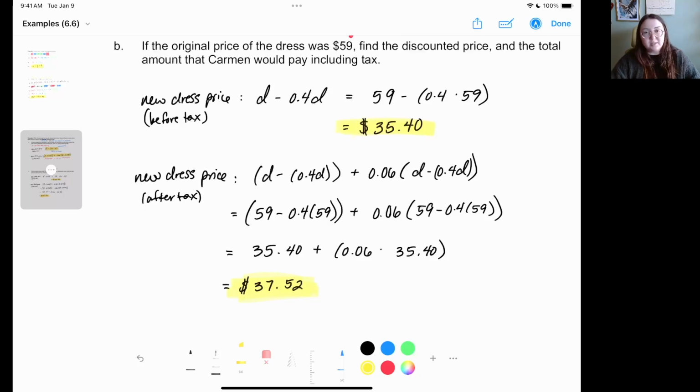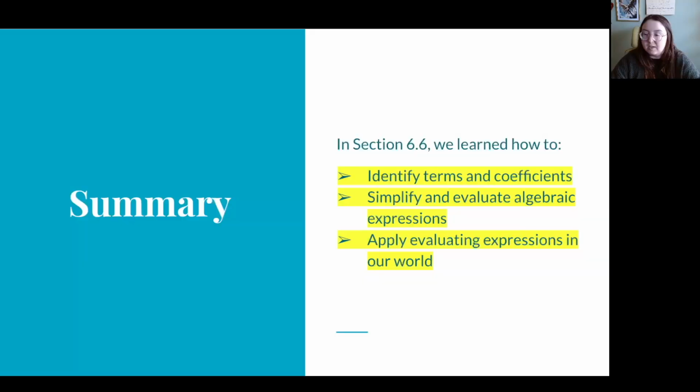So, all right, we went ahead and finished that one up. So let's go on back to the lecture. And that wraps up section 6.6. So in 6.6, we learned how to identify terms and coefficients, simplify and evaluate algebraic expressions, and apply evaluating expressions in our world. So, all right, that was section 6.6, and I'll see you in the next one.